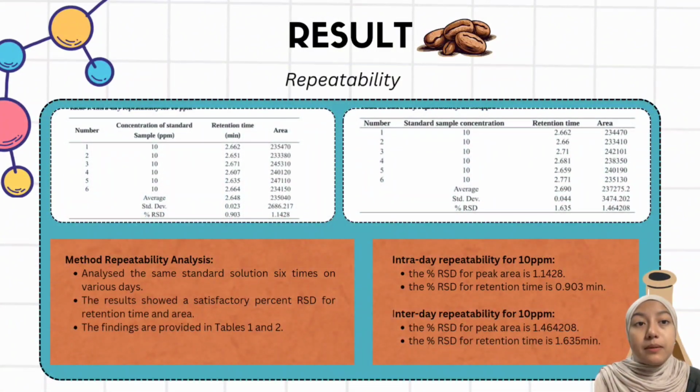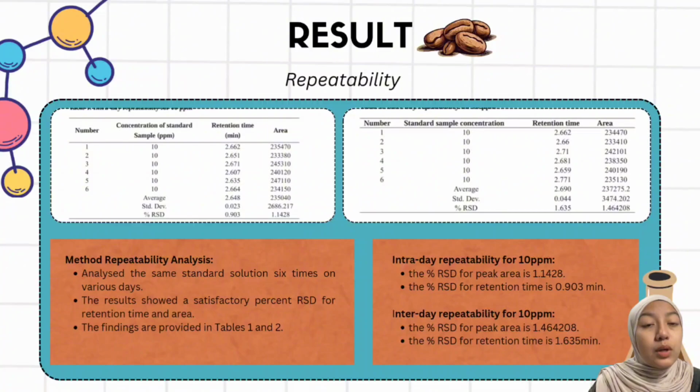Next, for method repeatability analysis, analyze the same standard solution 6 times on various days. The results showed a satisfactory percent RSD for retention time and area. The findings are provided in table 1 and 2. Table 1, which is intraday repeatability for 10 ppm, showed the percentage RSD for peak area is 1.1428, and the percent RSD for retention time is 0.903 minute.